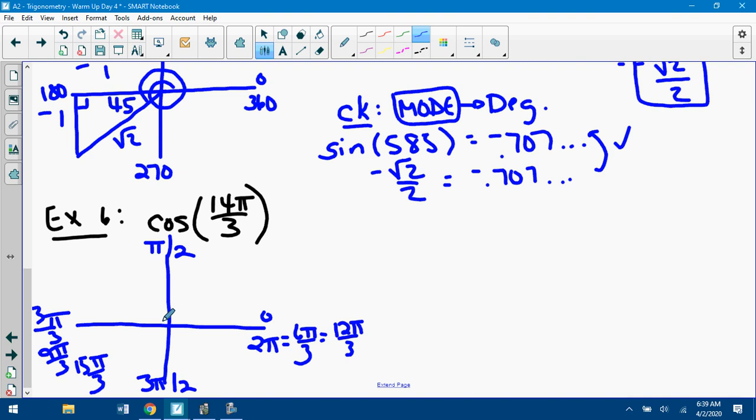So by the time I got to my 14th slice, I'd be in quadrant 2. 14 is just one less than 15. So you can draw how we got here. We went all the way around once. I think we went all the way around twice, and then some.